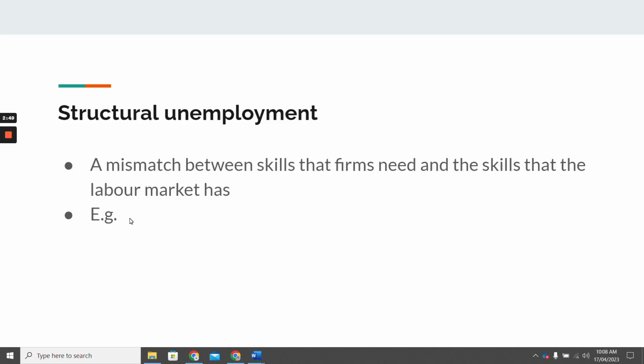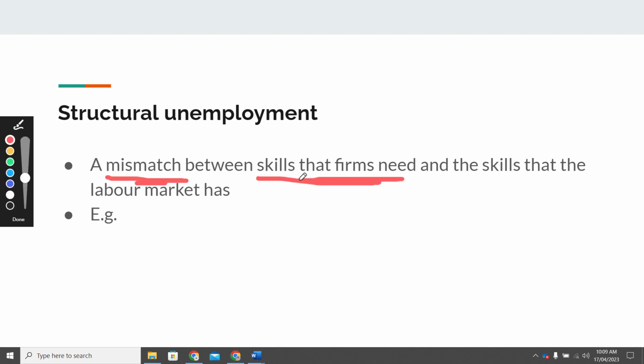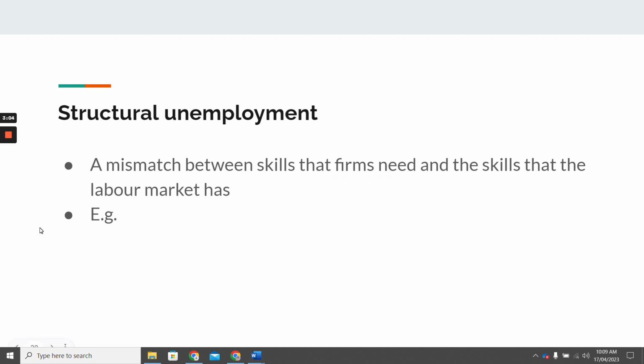Structural unemployment is something very different altogether. The really key point here is that it's when there's a mismatch between the skills that firms need and the skills that the labour market, or the pool of unemployed workers, have. This is caused by a number of reasons. It could be an increase in the use of technology and equipment, AI and automated production lines. It could also be to do with the offshoring of certain manufacturing tasks.